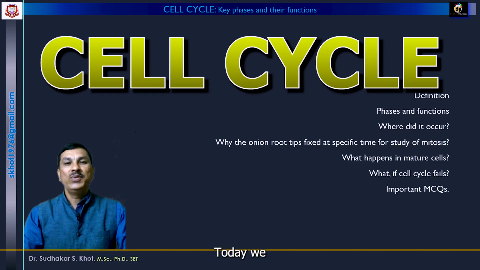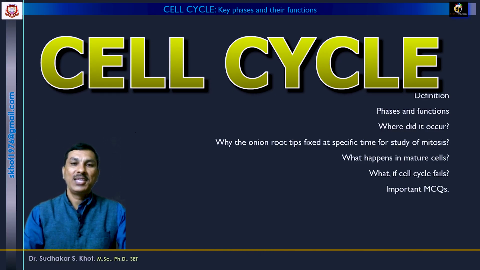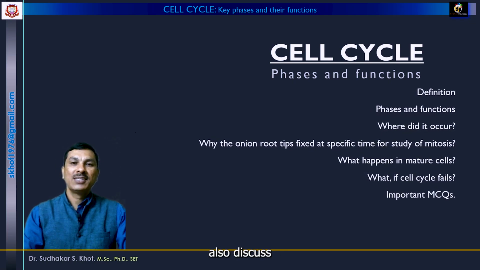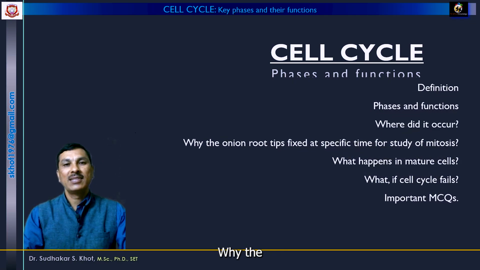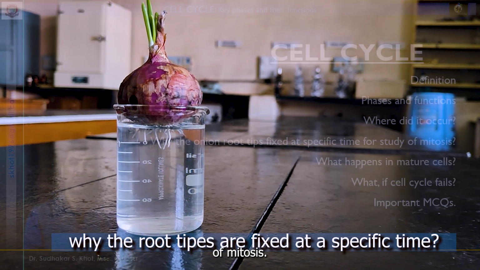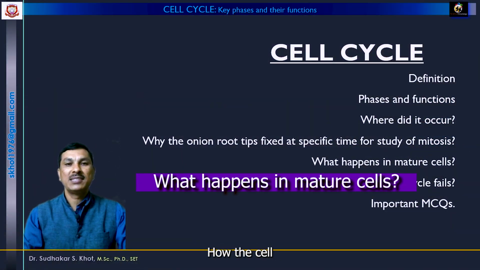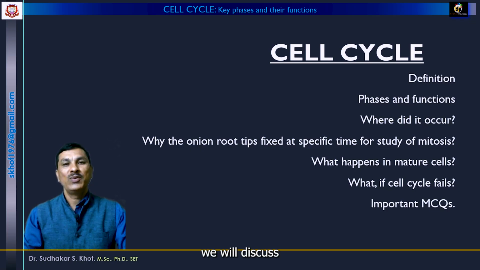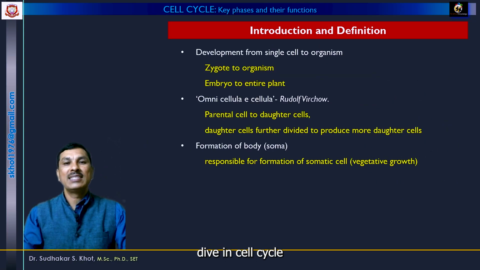Hello friends, today we will discuss the cell cycle, important phases and their functions. We will also discuss what is the location of cell cycle, why the root tips are fixed at a specific time for the study of mitosis, what happens in mature cells, how the cell cycle is controlled, what happens if the cell cycle control is failed, and finally we will discuss certain multiple choice questions. Let us deep dive in cell cycle.